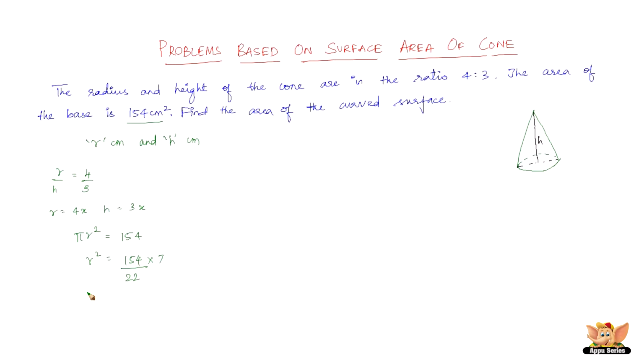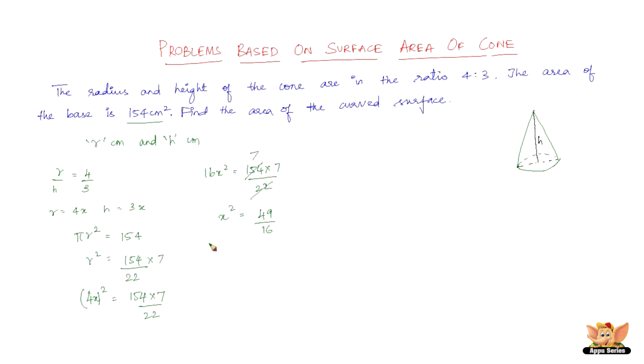Now, let us substitute r as 4x. We've taken it as 4x. We don't know what is r. So 4x the whole square equals 154 into 7/22, which is nothing but 16x square equals 154 into 7/22. So x square equals 49/16 on simplification.